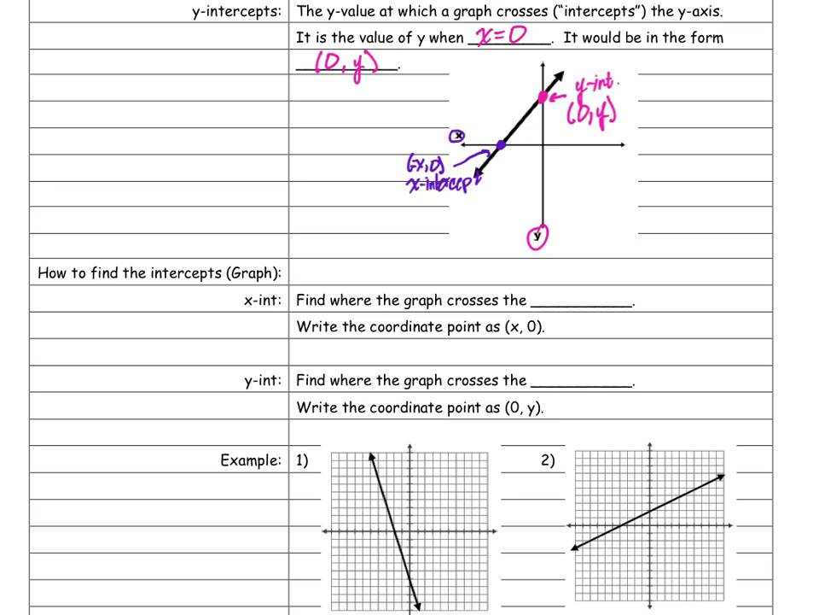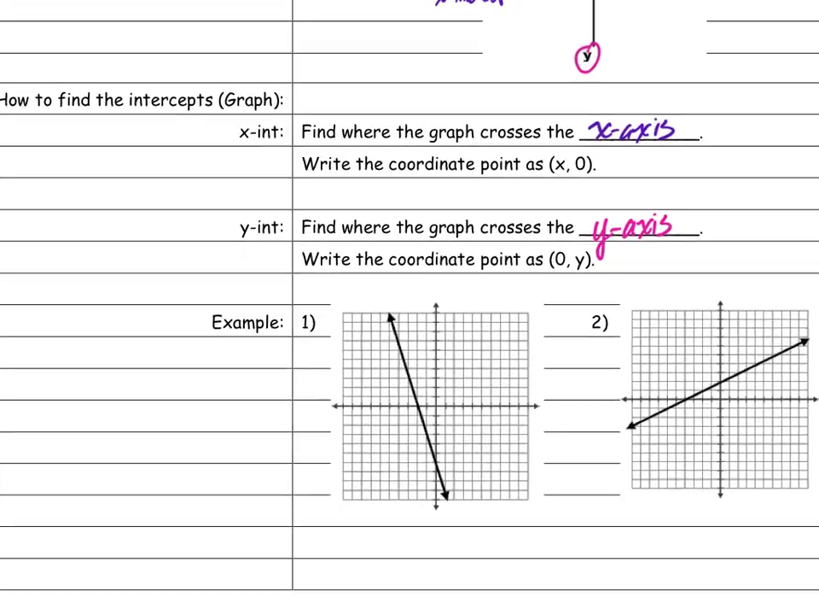To find the x-intercept, find where the graph crosses the x-axis, and write the coordinate as (x, 0). And to find the y-intercept, find where the graph crosses the y-axis and write the coordinate point as (0, y). So we're going to practice, of course.